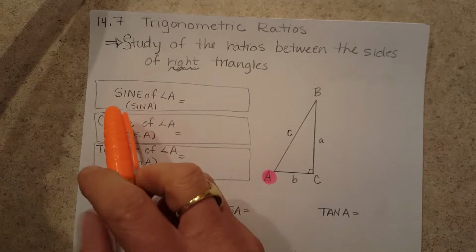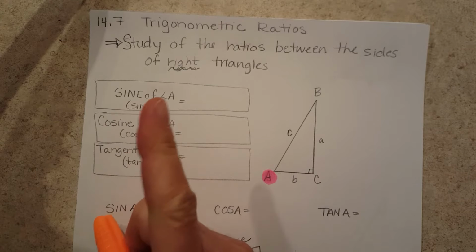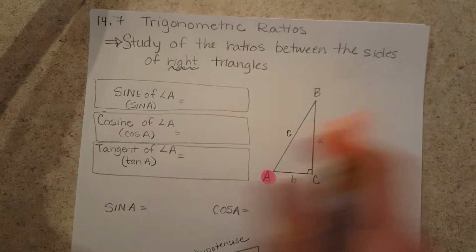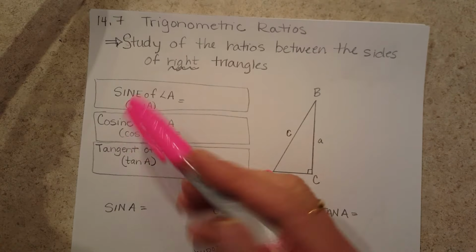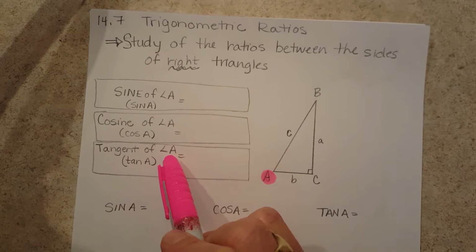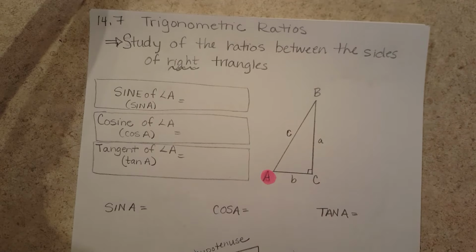If you look at the sine, cosine, and tangent of a certain angle, you will have to know what is opposite, what is adjacent, and what's the hypotenuse. So let's first look at that. We're looking at the sine of angle A, the cosine of angle A, and the tangent of angle A. I'll explain what these are in just a moment. So angle A is what we're focusing on. So let's label which is opposite and which is adjacent.